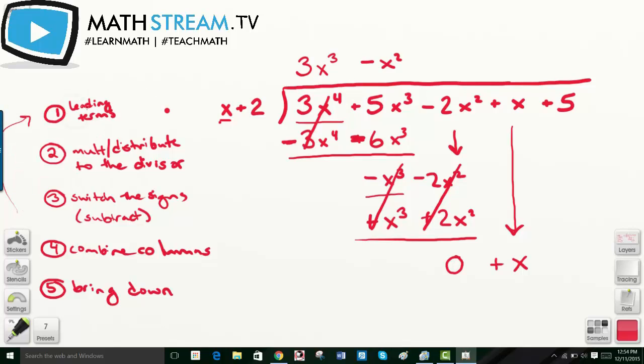Start back at the leading terms, and we say, how many times does x go into 0? Well, the answer is 0, which is just going to give us 0 times x is 0, and 0 times 2 is 0. So I'll get 0 plus 0, which is really just going to give us an x remaining, which is fine, because now we can bring down our final plus 5.